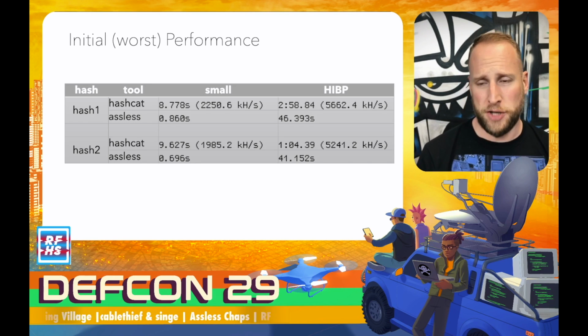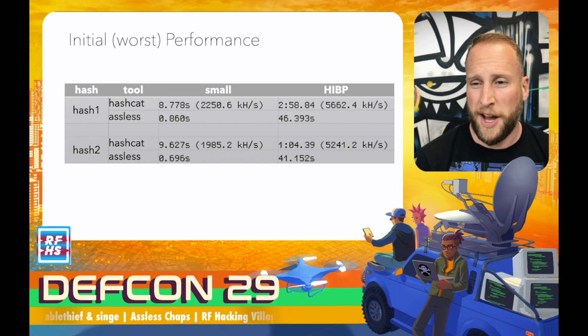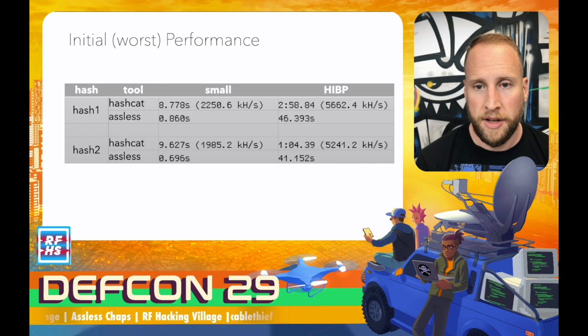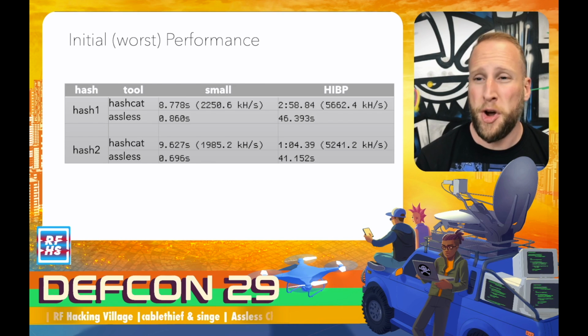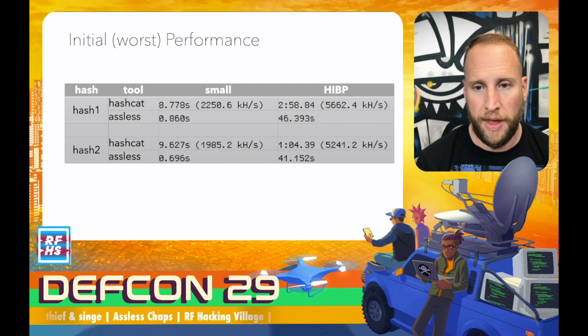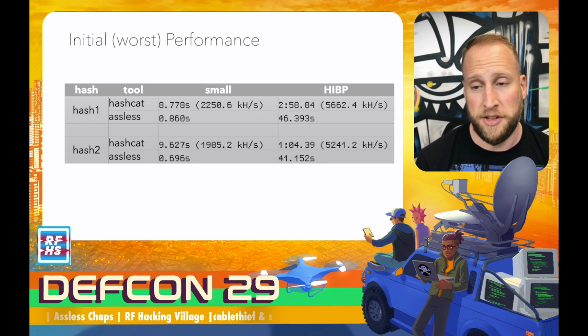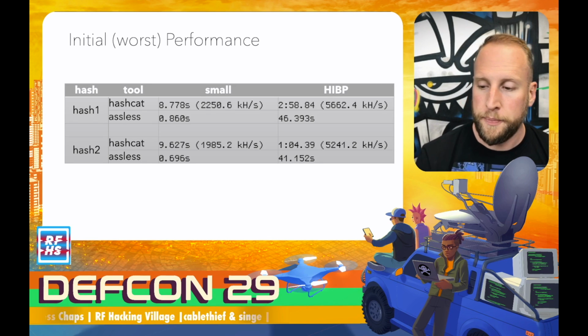So these are terrible measurements taken very unscientifically, but what it showed was that on a small hash list of about 2.6 million hashes, hashcat was taking nearly 9 seconds. Assless Chaps, as I was calling it, is taking less than a second. On a big hash list, the Have I Been Pwned hash list with 613 million hashes, we were getting somewhere between 3 minutes and 1 minute on hashcat and 40 to 50 seconds with Assless. So not amazing, but interesting enough from a POC perspective to say, let's dig into this a little more.